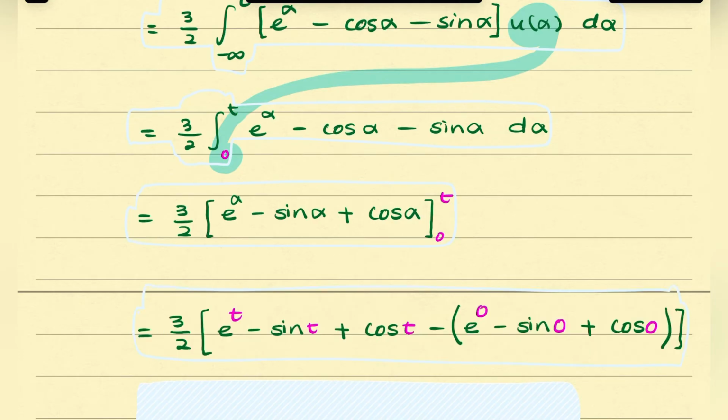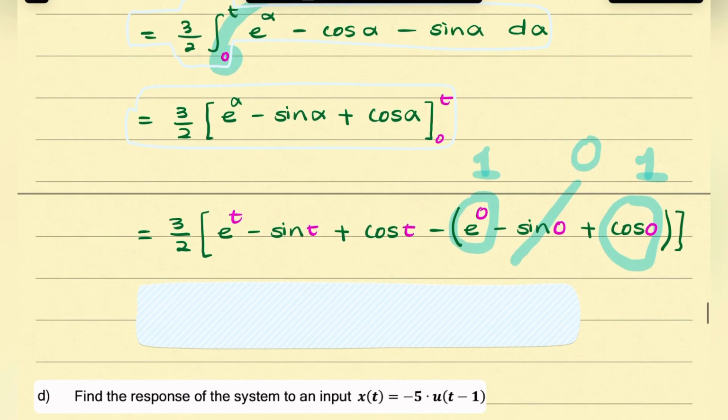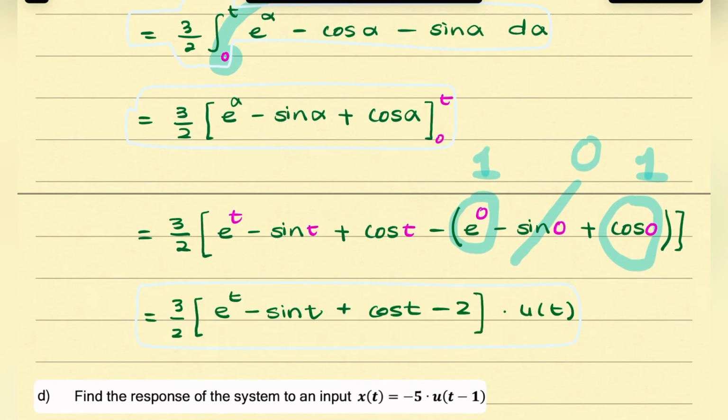So sine 0 is 0, cosine 0 is 1, and e to the power 0 is 1. So you can now simplify your result, because you've got -1 and another 1, so you've got -2, and that just disappears.